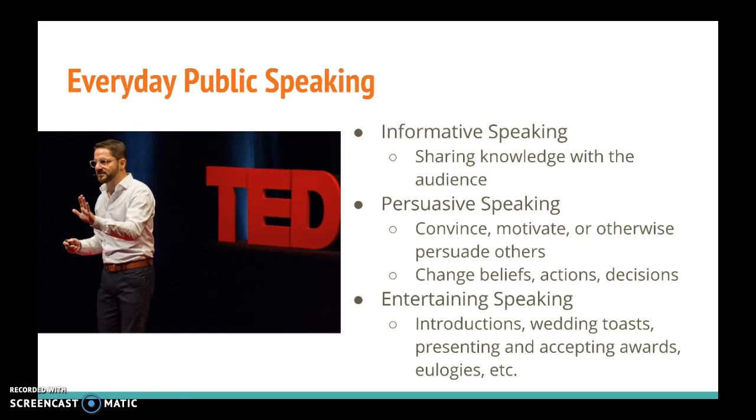This is sometimes referred to as epideictic speaking, which is the fancy Greek term for entertaining speaking. And entertaining speaking can actually be one of the more challenging ones because it requires a lot of preparation and practice in order to be effective. But really, that's true of all of these different types of speeches. So these are the three types of speeches that we'll be giving: an informative speech, a persuasive speech, and an entertaining speech.